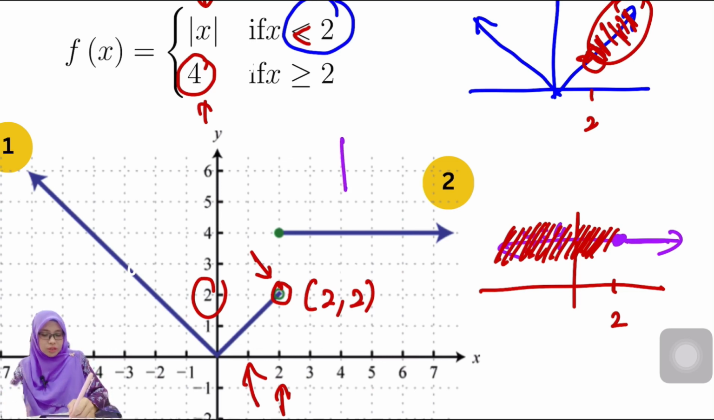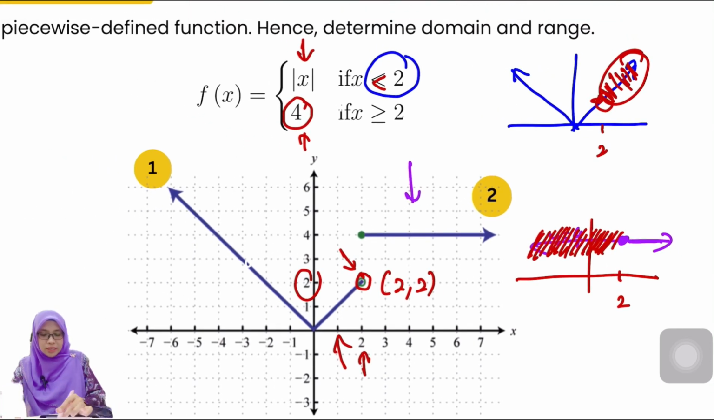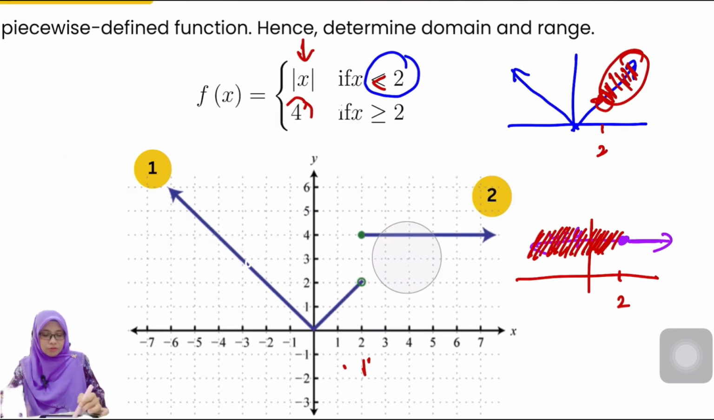So that's why, as you can see here, this is the graph referred to the second equation. This is dot until infinity. So the final graph will be like this. So this is your final graph.